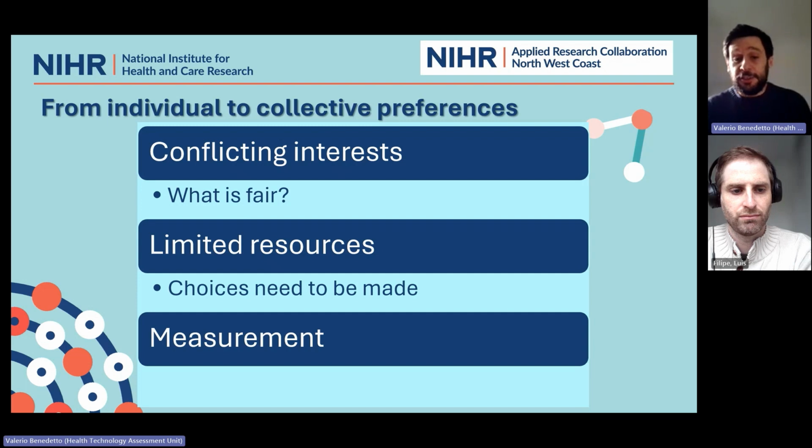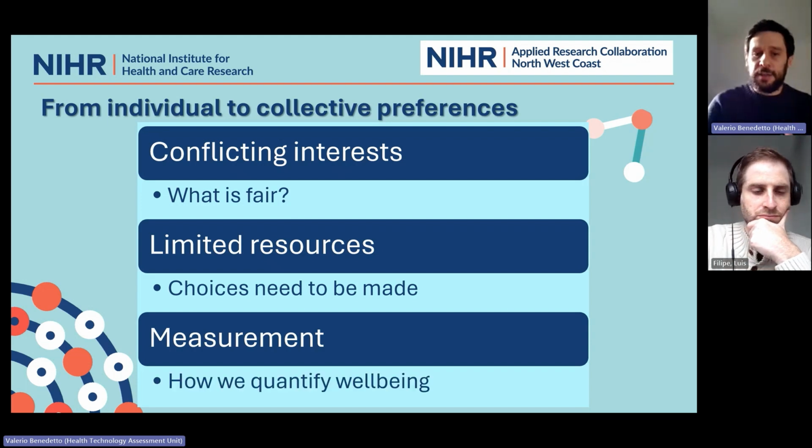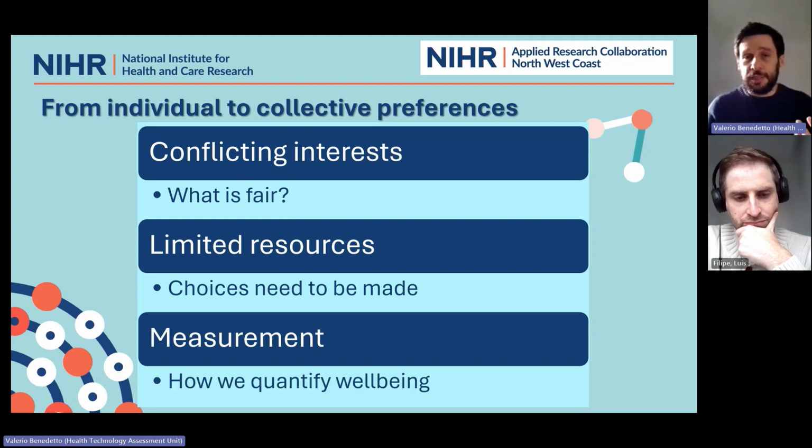Thirdly, there is also an issue with the measurement. So Luis talked about how to measure individual utilities last time, and now we're trying to understand how to quantify well-being from a collective point of view, and trying to measure things like health, happiness, that could be quite challenging.